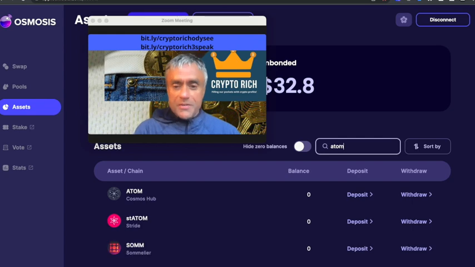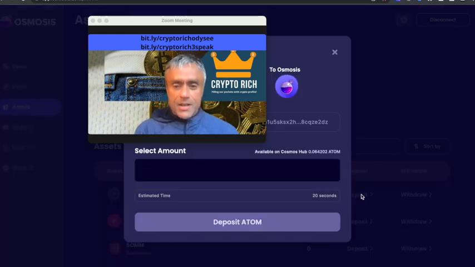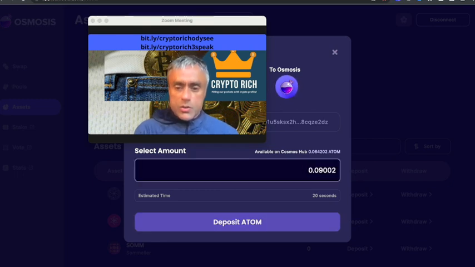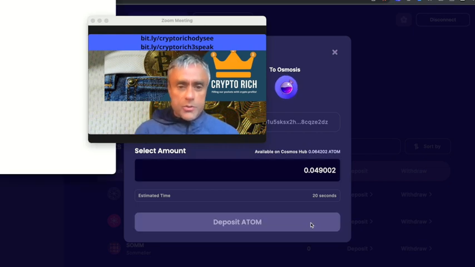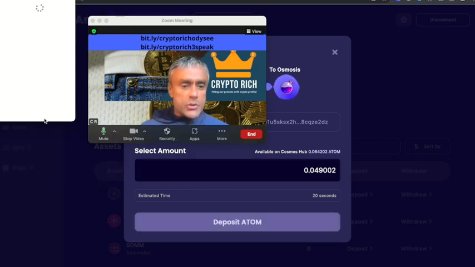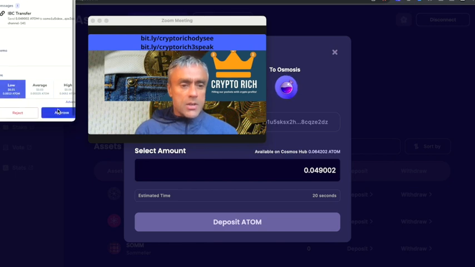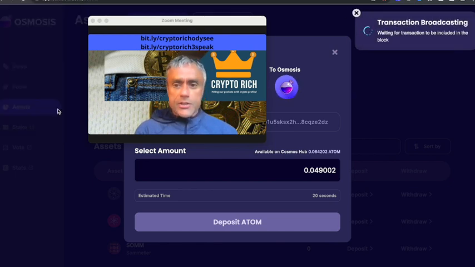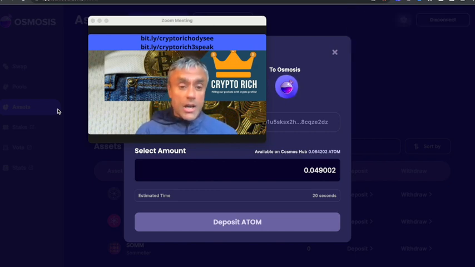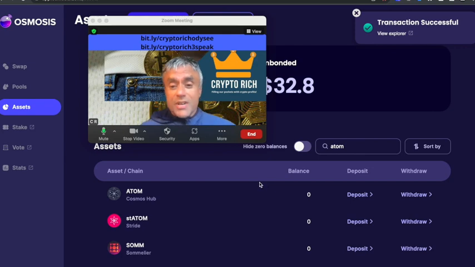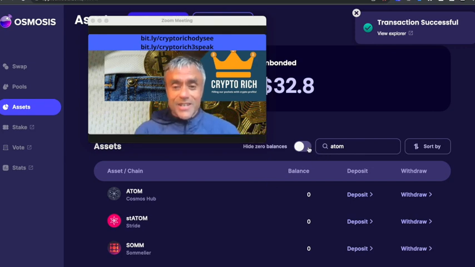I've got a little bit of Atom. I'm going to deposit the Atom. Click on that. There you go. 0.05902. I'm going to change that to 0.04 because I always want to leave a little bit behind in the wallet for transaction fees. Now approve the transaction. Go to low, and you'll see how quickly that is. The transaction is broadcasting, and it doesn't take long at all. Average and fast or high fees are even faster than that. But as you can see, that's no big deal. It's taken no time at all.